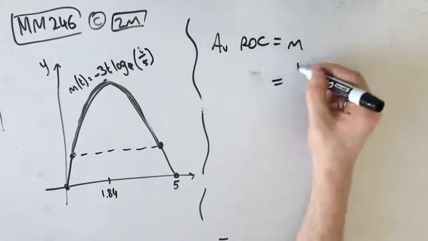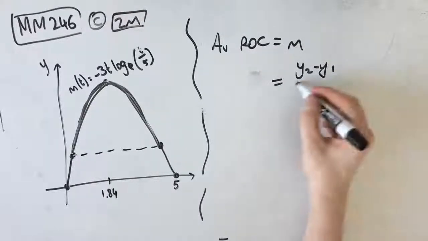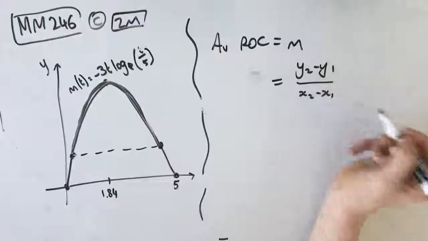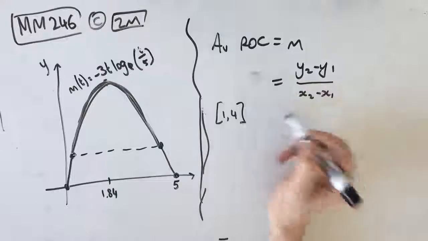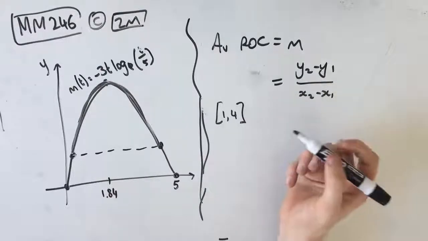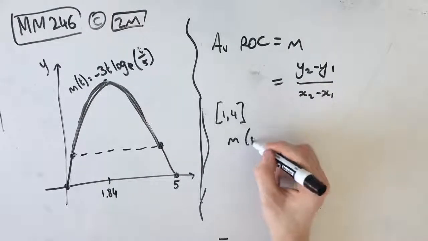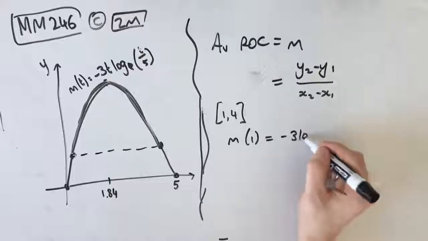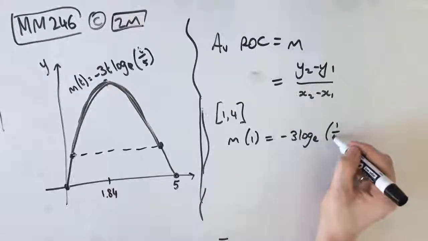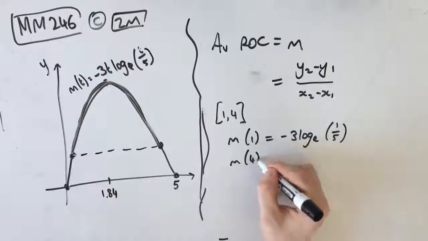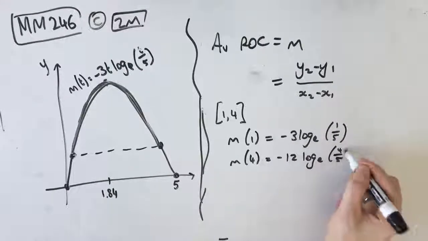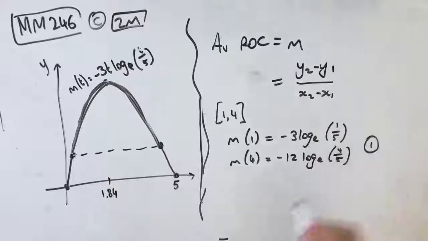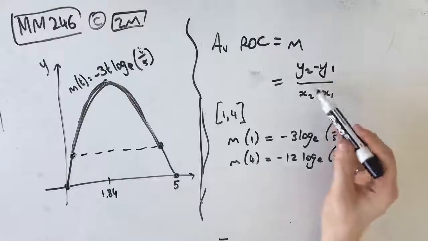So is equal to our gradient, which is y2 minus y1 over x2 minus x1, okay? So we know that the interval is 1-4, which means we're going to need to find our corresponding y values at those points, okay? So m of 1 is equal to -3 log e of 1 on 5, and m of 4 is equal to -12 log e of 4 on 5. Now finding these two answers is our first mark, and then our second mark is going to come from our answer, which we plug our values into this to get.